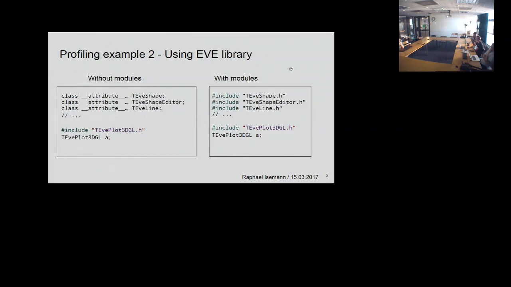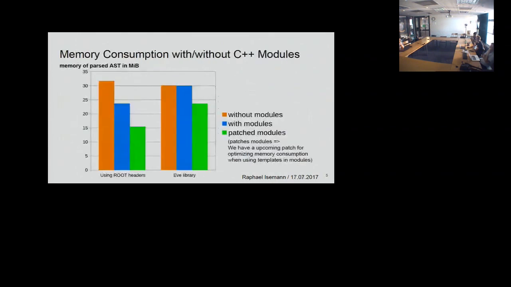So let's take a look at the memory that we use. We have 3 bars here. The left side is always for the first example, the one where we just include 3 headers and use them. And the right side is the one we just saw, where we have 2 different kinds of code for this example, where we simulate the interpreter. On the left side, you can see we have 1 bar, which is the big one, which is without modules. This is the size of the AST Clang generates for this code. This is all the parsing. We get all the declarations, all the statements, and we consume around 32 megabytes.